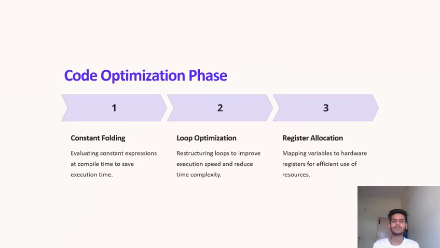Code optimization phases. There are three types of code optimization phases. First, constant folding, loop optimization, register allocation. Now, constant folding, evaluating constant expressions at compile time to save execution time. Loop optimization, restructuring loops to improve the execution speed and reduce the time complexity. Now register allocation, mapping variables to hardware registers for efficient use of resources. In this we have these three types: constant folding, loop optimization, and register allocation. Let's move to the next slide.